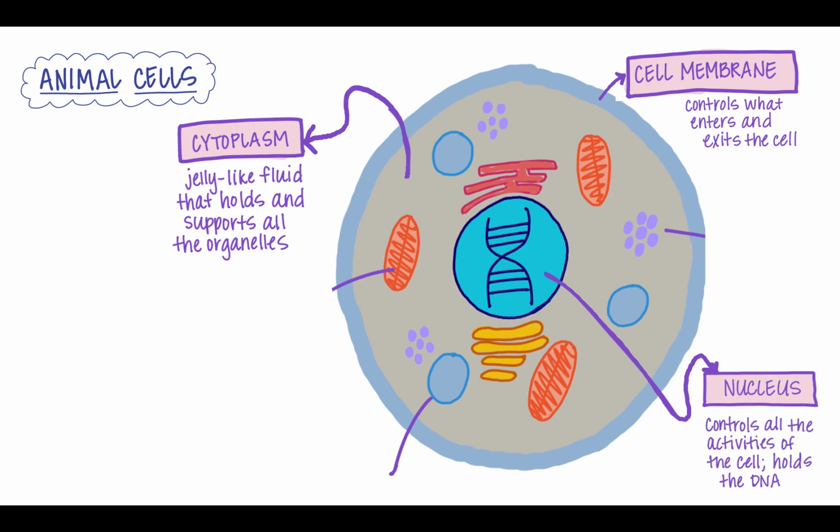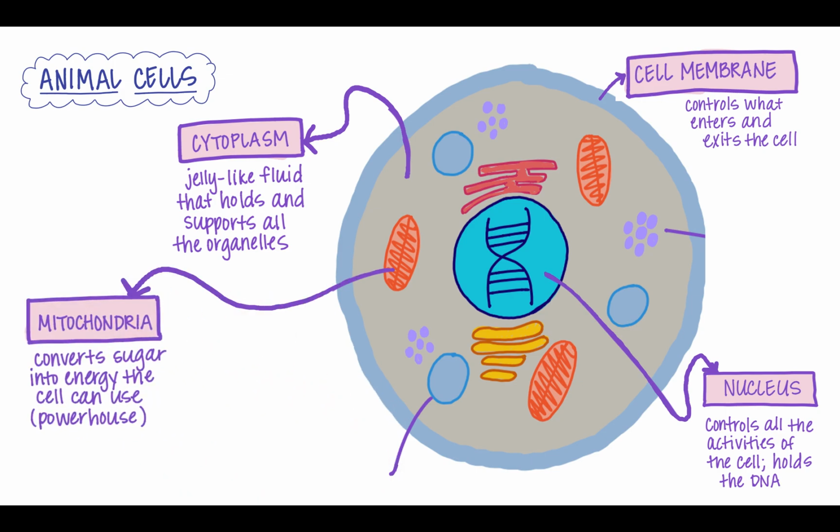In the middle, this blue area is the nucleus. The nucleus controls all the activities of the cell, and it holds the DNA. This orange organelle is the mitochondria. It converts sugar into energy that the cell can use. Sometimes it's called the powerhouse of the cell.